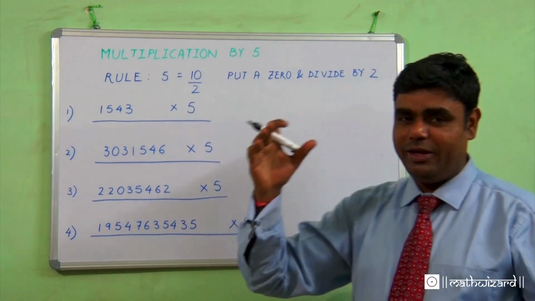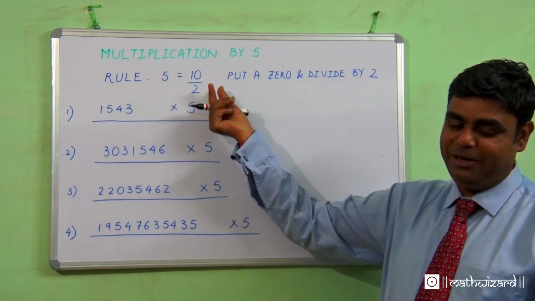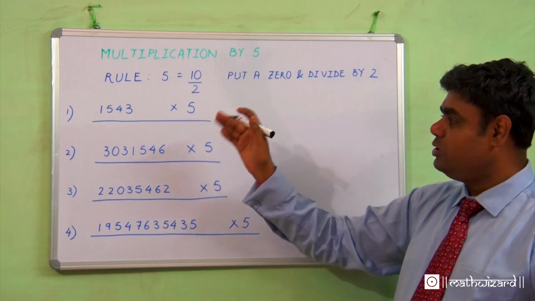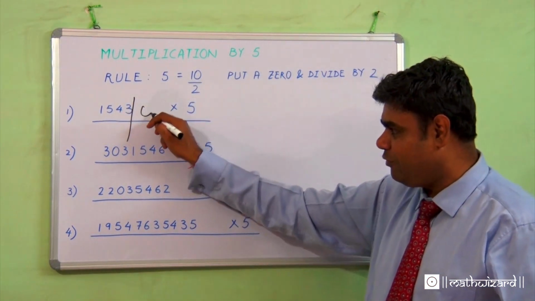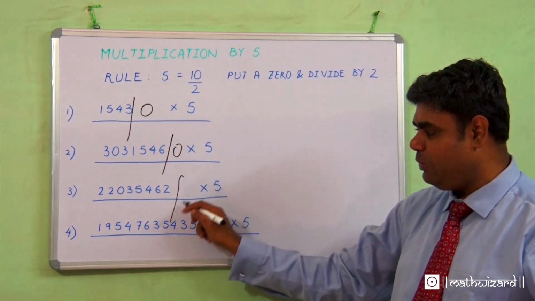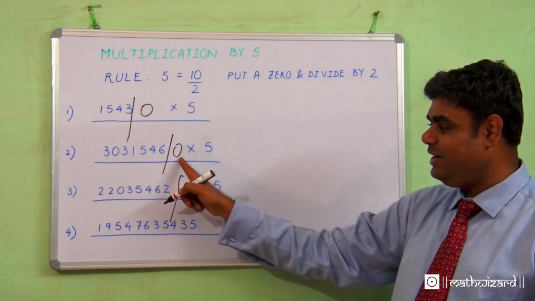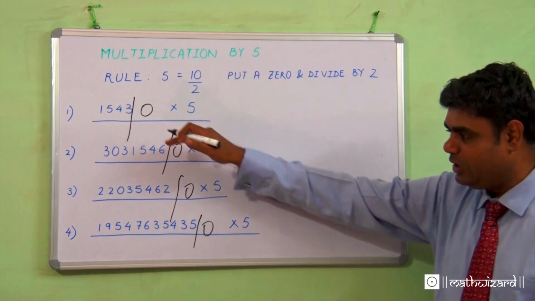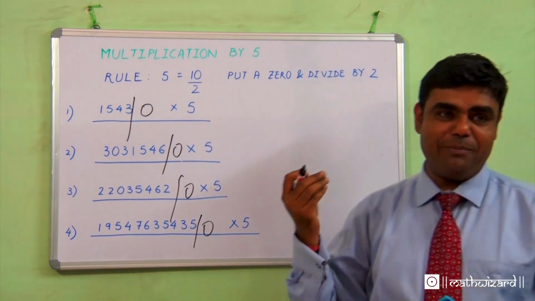What should I do? My common sense tells me 5 is actually a 10 divided by a 2. 5 is equal to 10 divided by 2. If I were to do this sum, I would simply put a 0 at the end of the number. If someone asks me what I am doing, I will say I have multiplied the number by 10. Then a 0 appears in the number. So the first step is put a 0 at the end of the number, and then start dividing by 2.